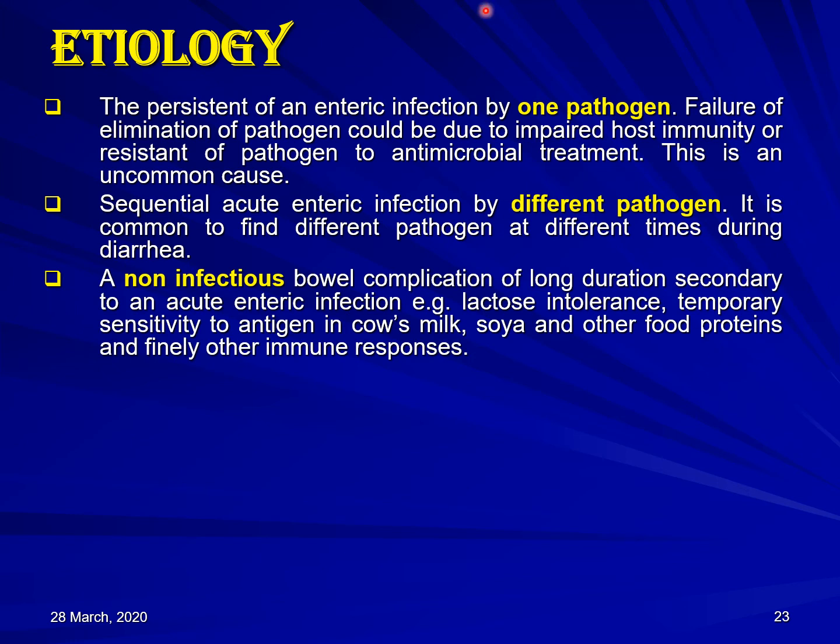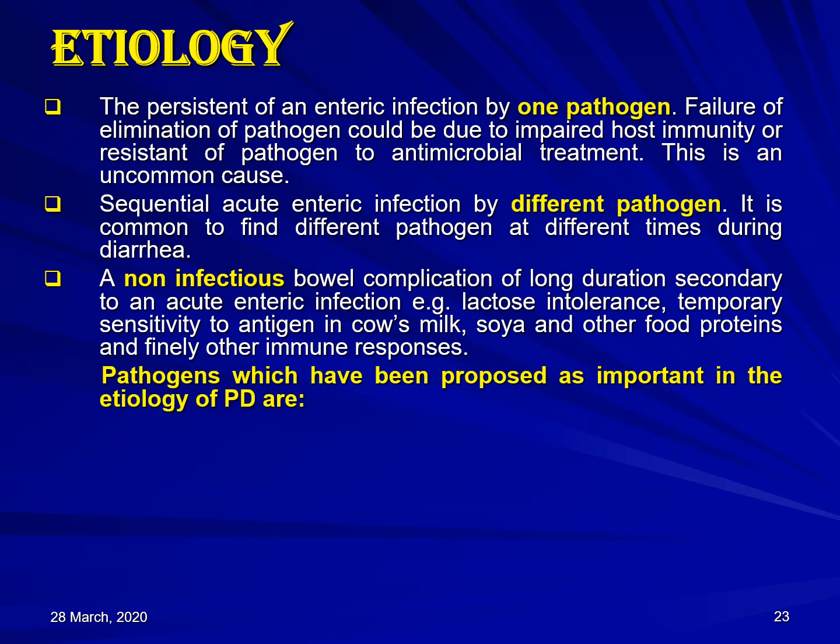Some cases of persistence are due to non-infectious causes. The classical example is lactose intolerance following the acute diarrhea. We can't find any microorganism, but the patient still has diarrhea because of secondary lactase deficiency. Also, cow's milk protein allergy, sensitivity to the antigen, and also soya allergy. So this is not associated with any microorganism that can be detected in the intestine.